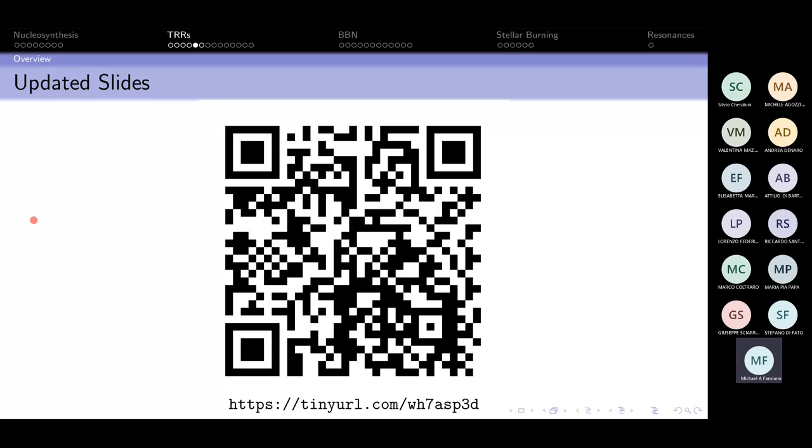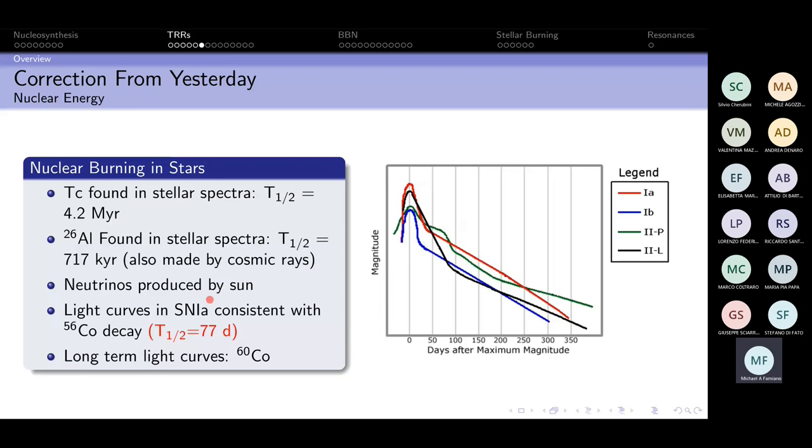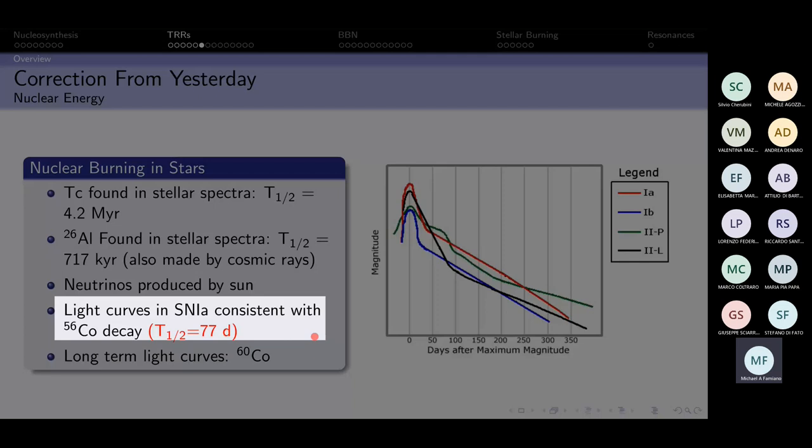So we talked about, remember, radioactivity in space. I said light curves from supernova 1A are consistent with cobalt 56 decay. That is true. But I put the wrong half-life down. I put the half-life down for cobalt 60, which is on the other line. Of course, we also see cobalt 60 in space as well. But the cobalt 56 is really prominent in supernova 1A. In fact, a lot of nuclei around iron and nickel and copper are made pretty extensively in type 1A supernova. So do note the correction there, okay?